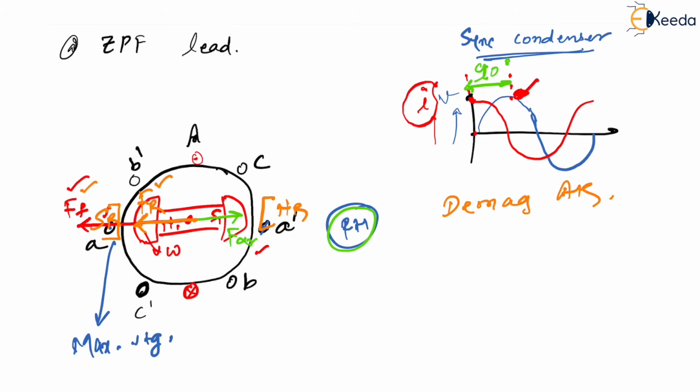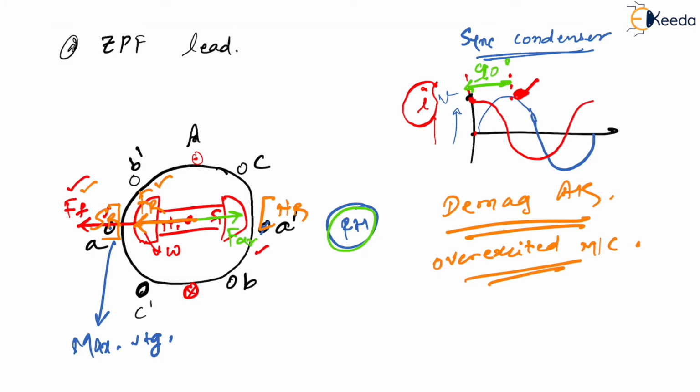Now demagnetizing armature reaction, it means the machine is going to be what? Overexcited machine. It is going to be an overexcited machine, and we have seen earlier that an overexcited synchronous machine supplies reactive power. Is that correct? Supplies reactive power. So whenever you need reactive power, you can use this as your motor.